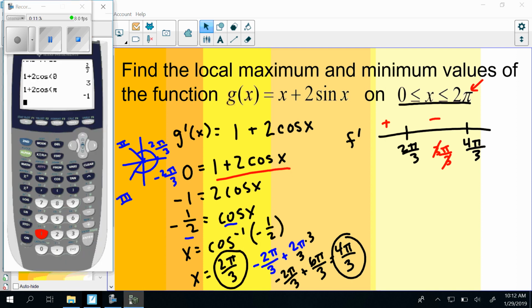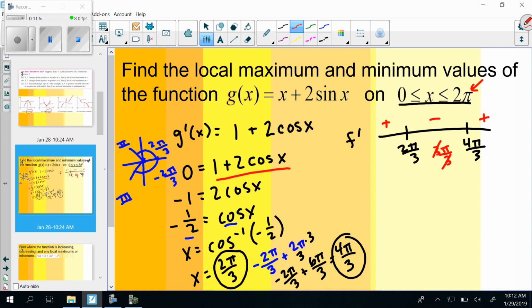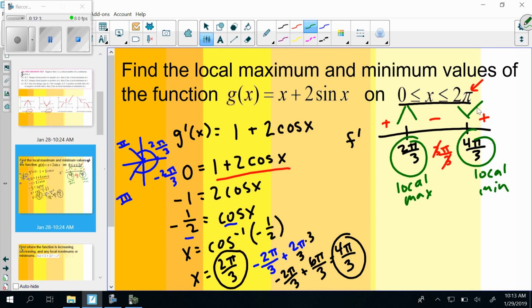So if we do 1 plus 2 cosine 2 pi, we should know what this one already is because 2 pi is the same as 0. So it should give us the same value as before, but just to show it, this does give us positive 3, and so this would also be increasing here. So now to determine maximum and minimum values, look at the slope. If we have increasing into decreasing, that tells us that this would be a local maximum point. If we do decreasing into increasing, this is going to be a local minimum point. And so those are the values we get there.